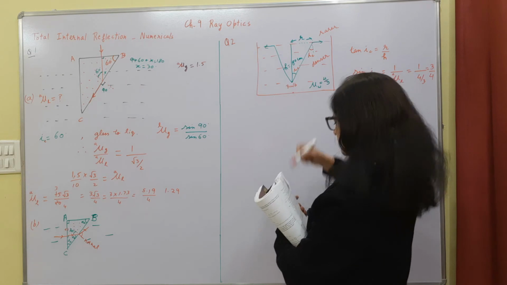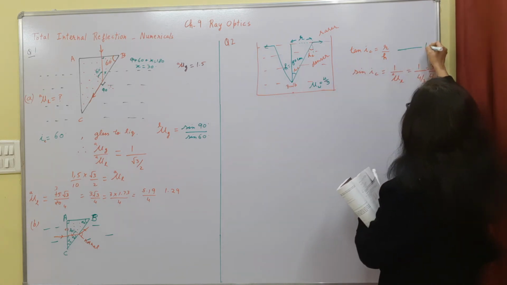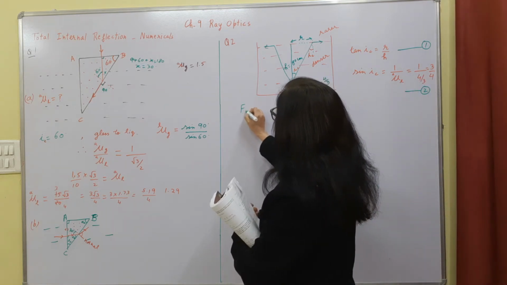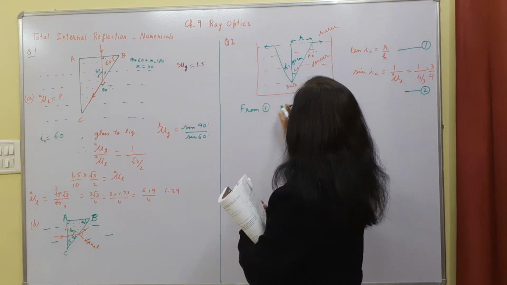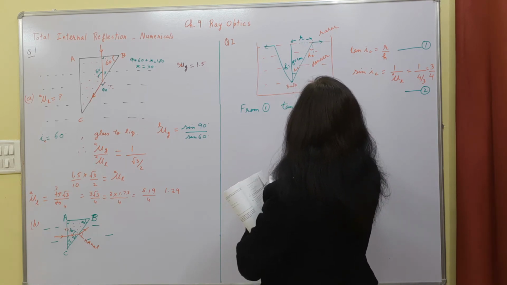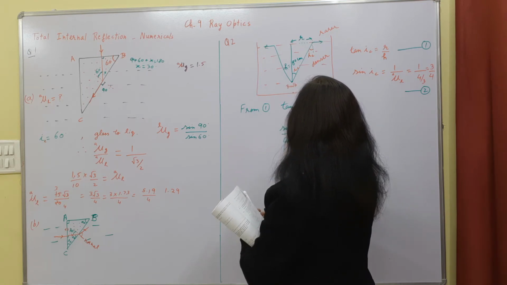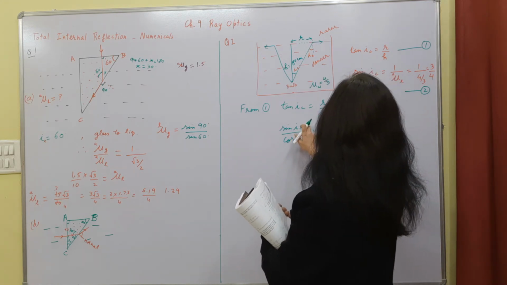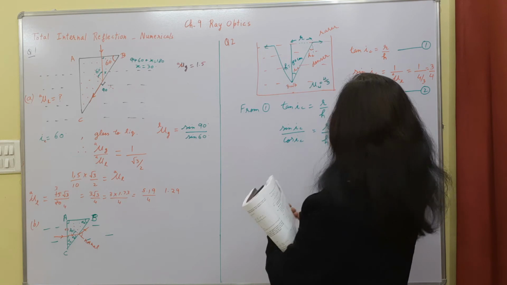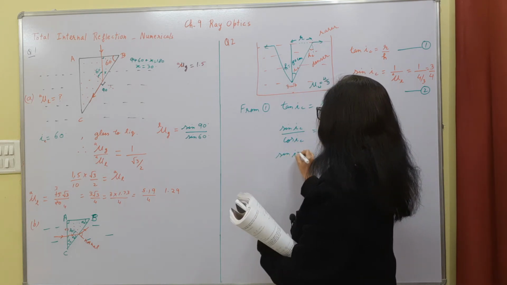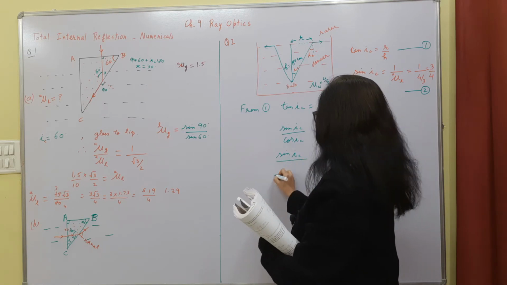So therefore, we can write this as equation 1, this as equation 2. From 1, tan IC is equal to R upon H. This is sin IC upon cos IC. This is R upon H. Sin IC can be written from there as 3 upon 4 and cos IC can be converted.